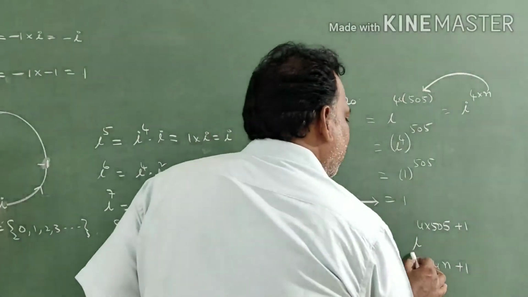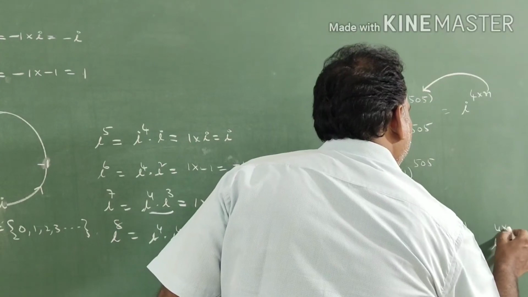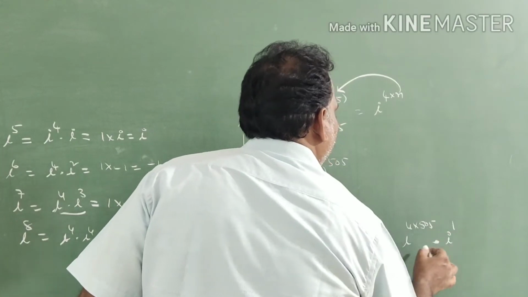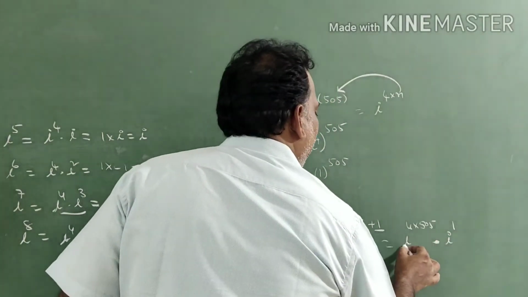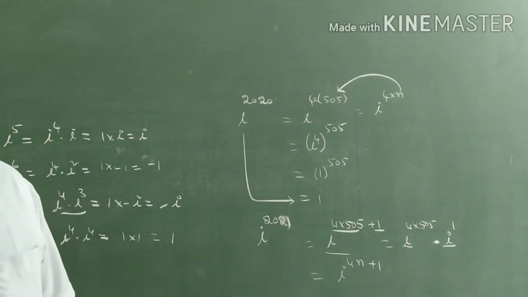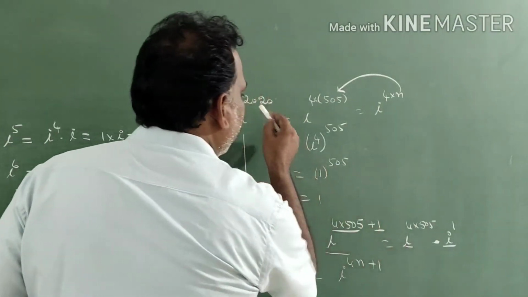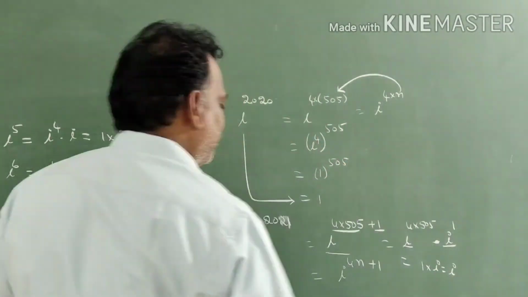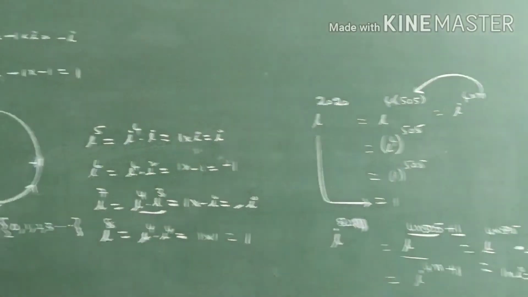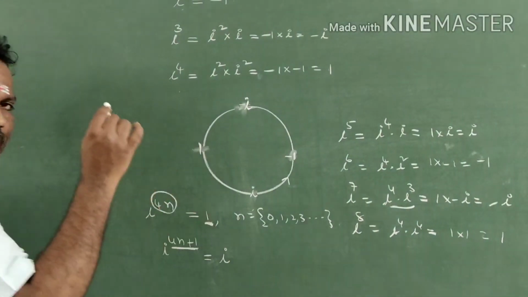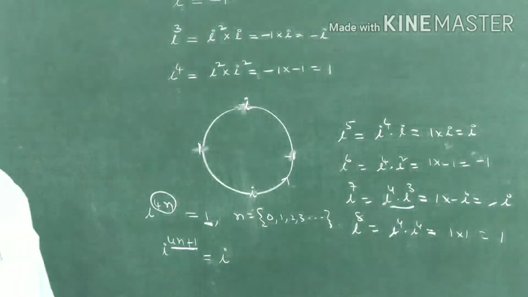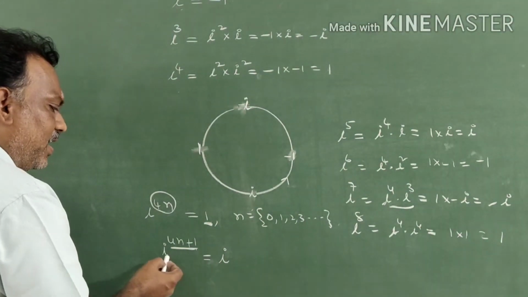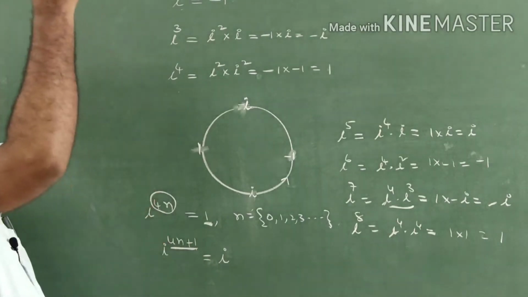I can simplify this as i to the power of 4 into 505 plus 1, into i to the power of 1, since a power m plus n is a power m into a power n. So this we already calculated as 1. So 1 into i, you are getting i. So i to the power of 4n plus 1 is always i. That means for any number, if you divide by 4 and get remainder 1, that value becomes i, when that number is in the i exponent.